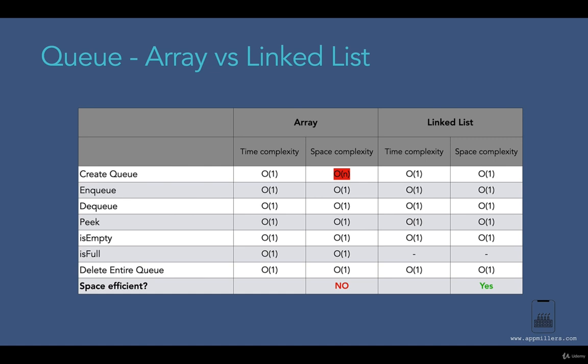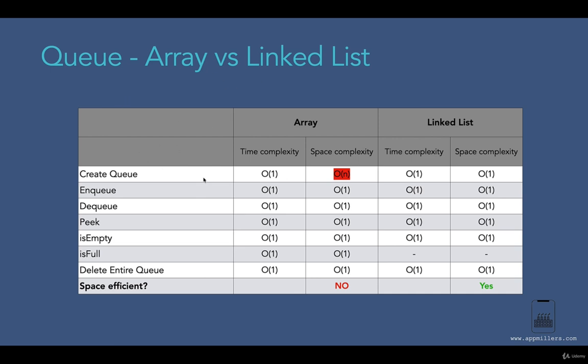Now in this lecture, I have combined all methods that we have performed on Q using array and linked list implementations. Here we are going to look at the big picture of the time and space complexity of both cases, and we are going to compare them. Let's start with the time complexity.